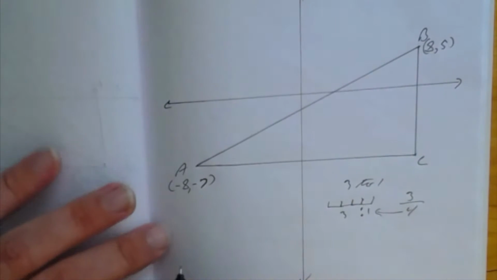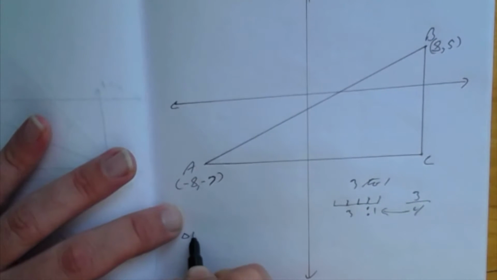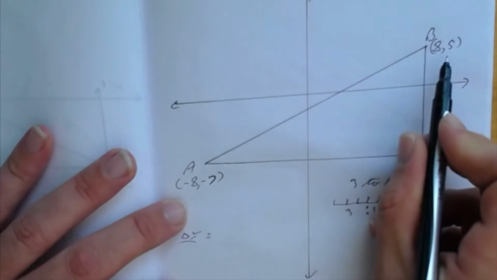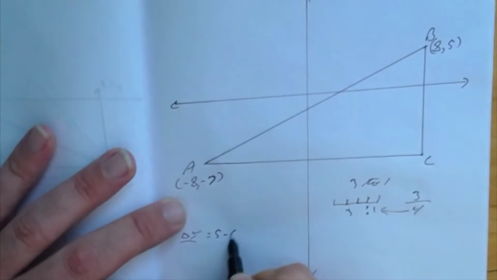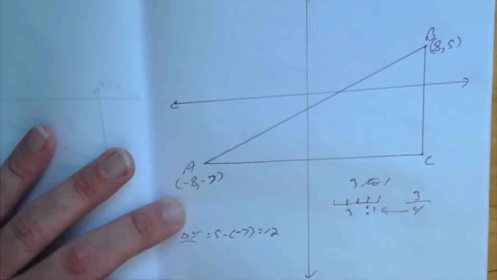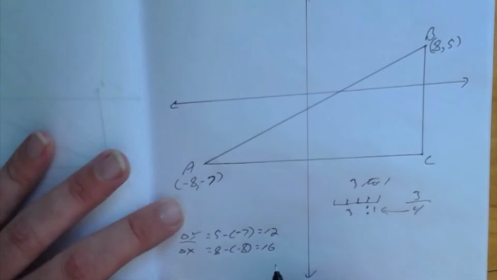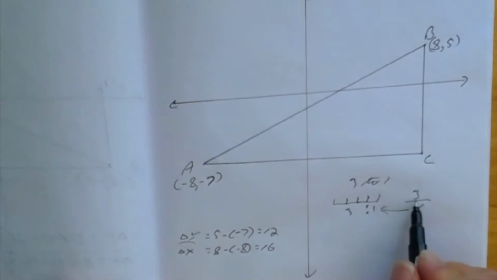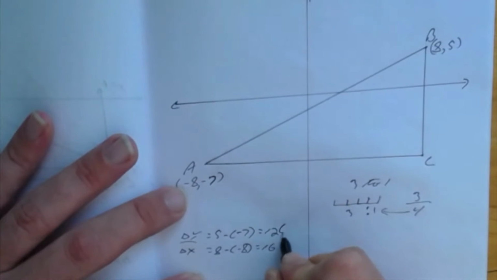So in order to do this, I want to think about what is my change in rise. My change in rise is given to me by 5 minus a negative 7. 5 minus a negative 7 is 12. And what is my change in run? Now my change in run is given to me by 8 minus a negative 8, which is 16. So I have my rise and I have my run, but I need to apply my ratio to it. So I'm going to multiply both of these by 3 over 4.